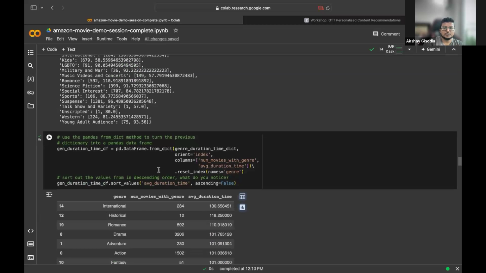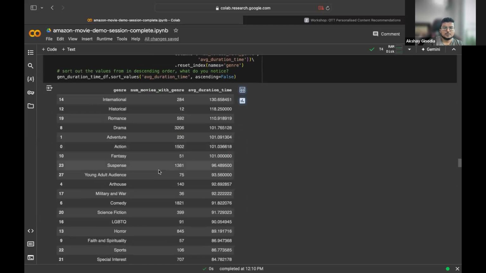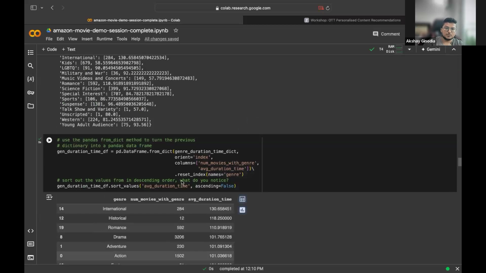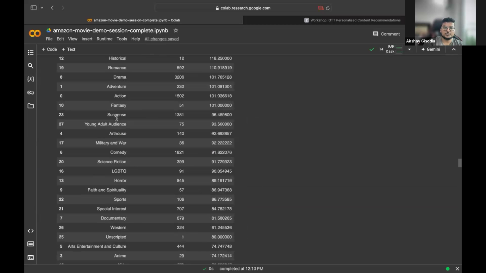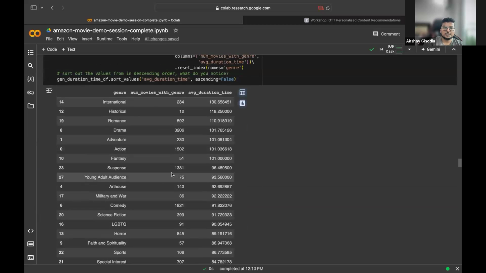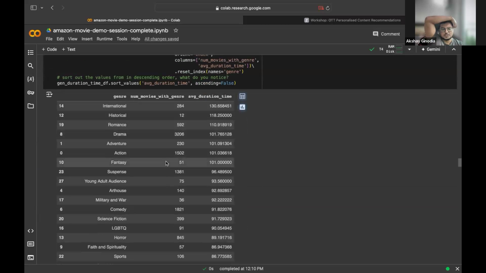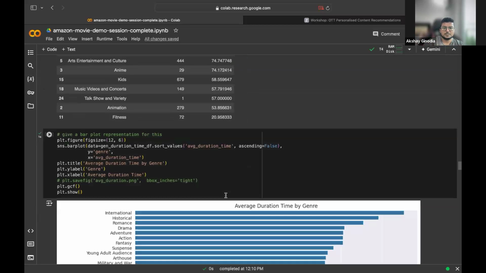It's an interesting way to look at it. Now, if I want to represent it well, this is not a good way for me to see, but if I want a good structure, I make it into a data frame. Right now, this looks good. So I can see the genre, the number of movies in that genre, and the average duration time in a structured format. Okay.